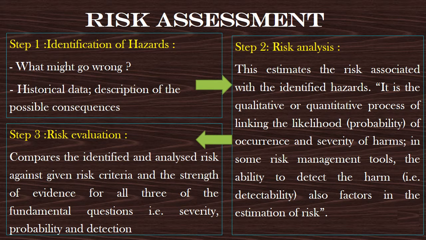Step 2 is risk analysis. This is to estimate the risk associated with the identified hazard. This is done in both ways, that is qualitative and quantitative manner. Here we analyze the risk or the hazard with three fundamental things, that is severity, detection and probability. Severity is the possible consequences of the hazard. Detectability is the ability to discover or determine the existence or presence of the hazard, and probability is the number of occurrences of a repeating event per unit time.